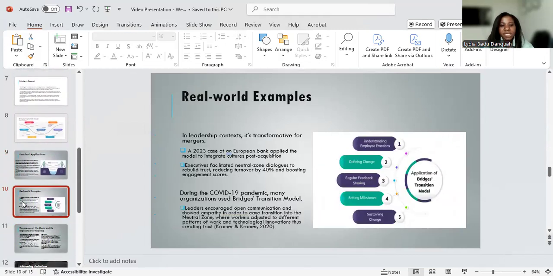So, real world application of this change model in a leadership context, such as mergers. I have encountered mergers before, and this would have been a very great process to help us adapt very well. A 2023 case at a European bank applied this model to integrate cultures post-acquisition, and this really helped the firm. And during the COVID-19 pandemic, many organizations used the Bridges transition model. Here, leaders encouraged open communication and showed empathy in order to ease the transition into the neutral zone, where workers adjusted to different patterns of work and technological innovations, thus creating trust.